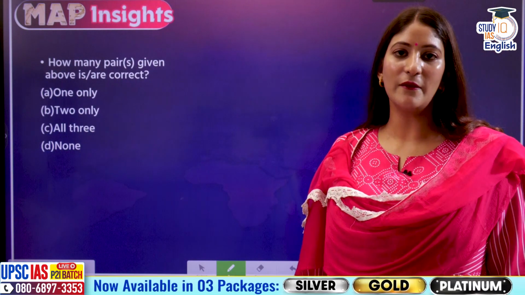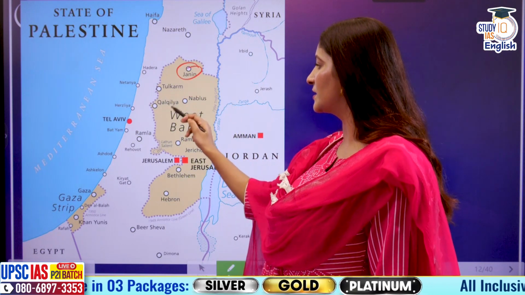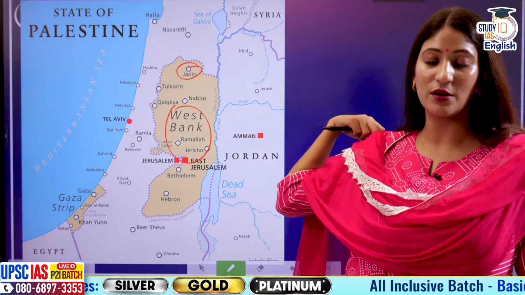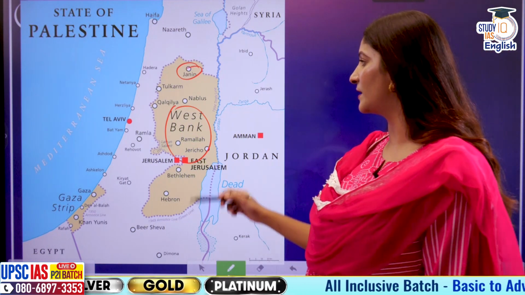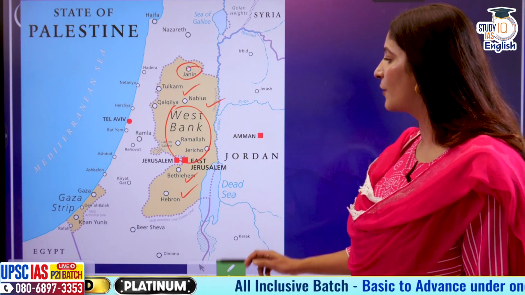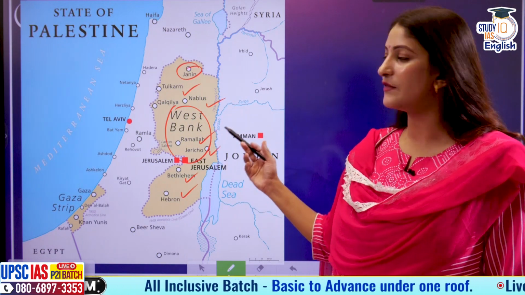How many pairs given above is or are correct? Let's see with the help of this particular map. Here is Jenin in West Bank. There are other important cities that are much in the news always because of the Israel-Palestine relationship that is going on. Nablus, Tulkarm, Bethlehem, Hebron, Jericho, Ramallah. These are certain important regions in the West Bank.